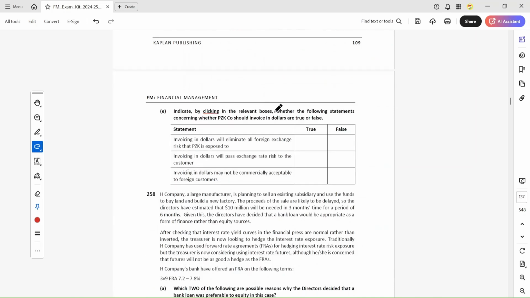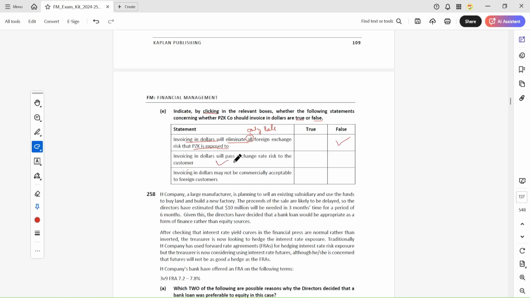Indicate by clicking in the relevant boxes whether the following statements are true or false. Invoice in dollar will eliminate all foreign exchange risk that PZK is exposed to. Not all, but only on sales. If you invoice only on sales, you are still exposed to purchase risk if you are purchasing in foreign currency. So it is false.